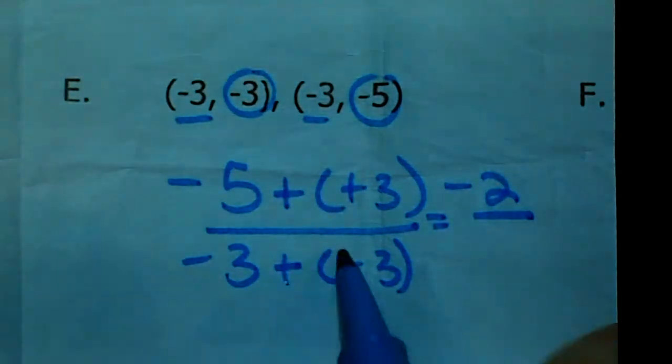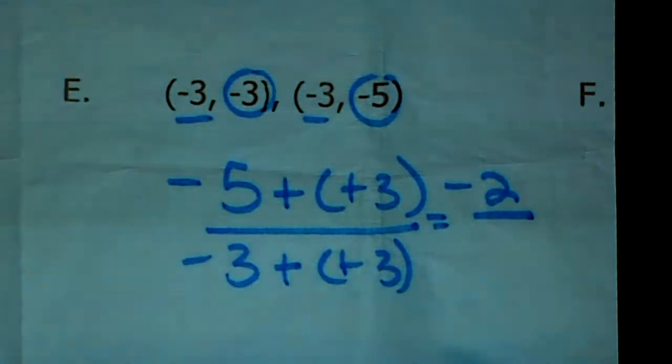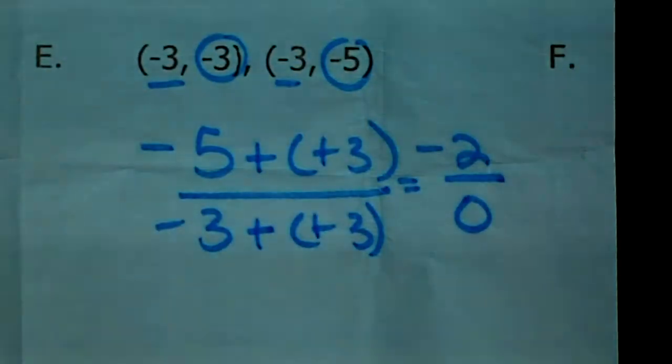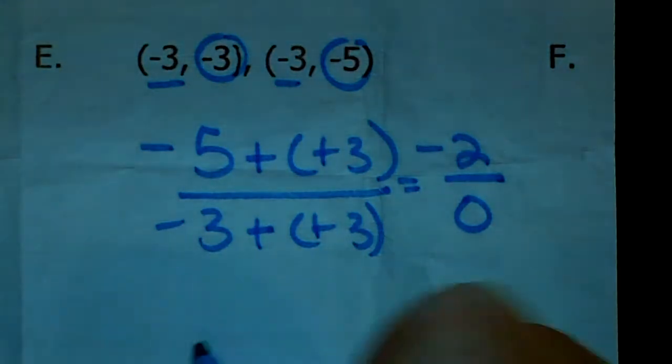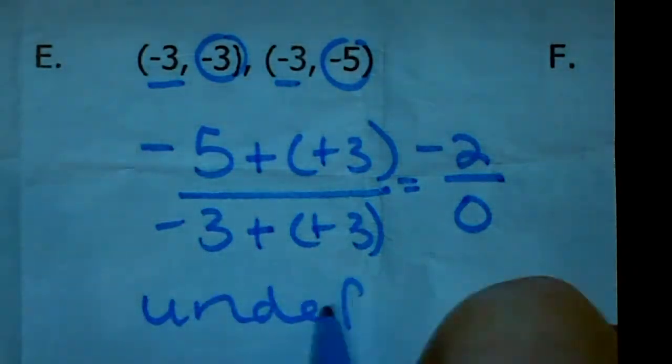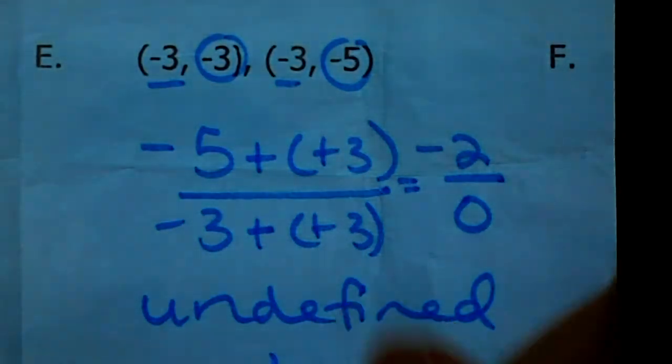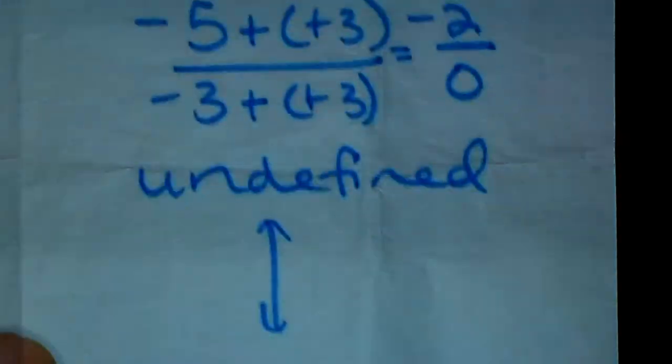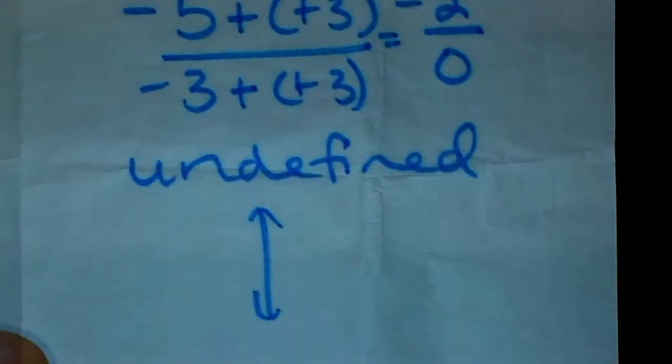And negative 3 plus a positive 3, or negative 3 minus negative 3, if you want to leave it that way, would be 0. The 0's in the denominator. Are you allowed to divide by 0? No! The 11th commandment, thou shalt not divide by 0. So this one has a slope that is undefined. I have no words for this slope. That means it's going to look like that, a lovely little vertical line.